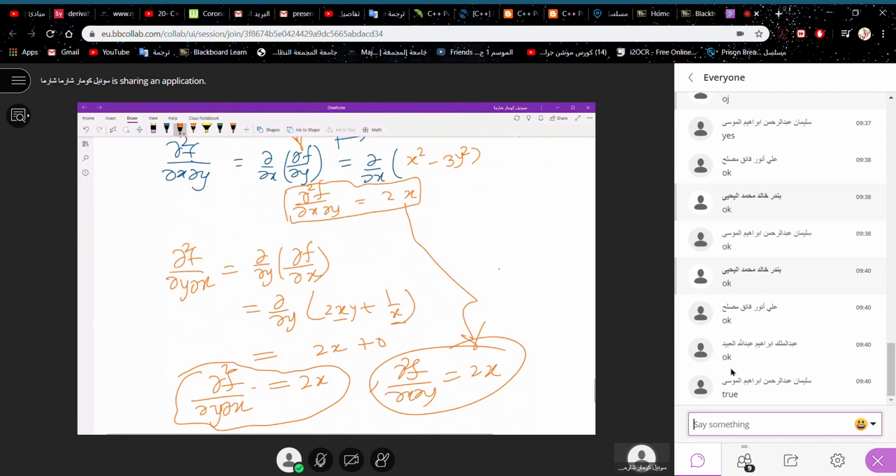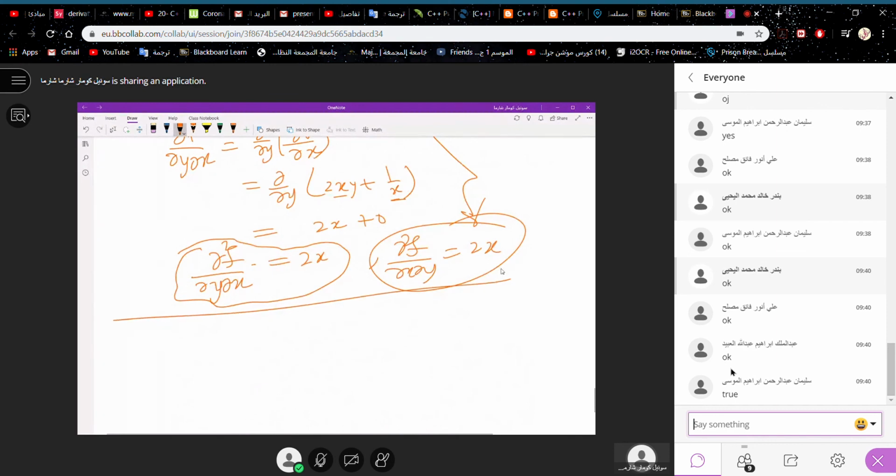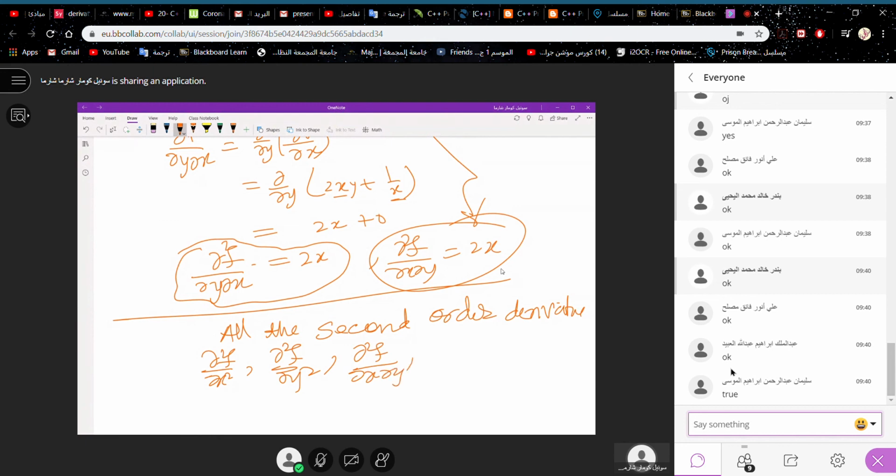So from here you have all the second order derivatives, like del 2 f upon del x2, del 2 f upon del y2, del 2 f upon del x del y. All the derivatives you calculated.